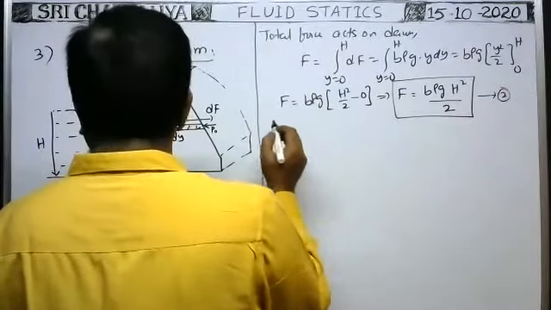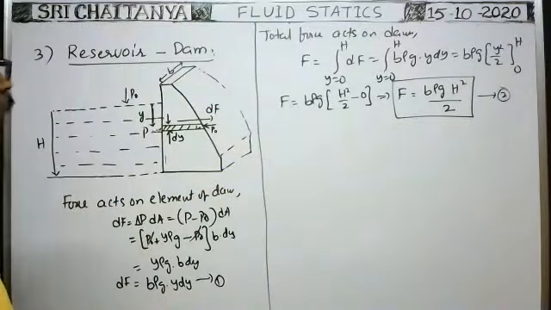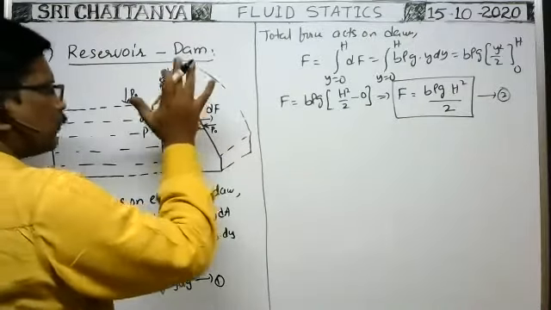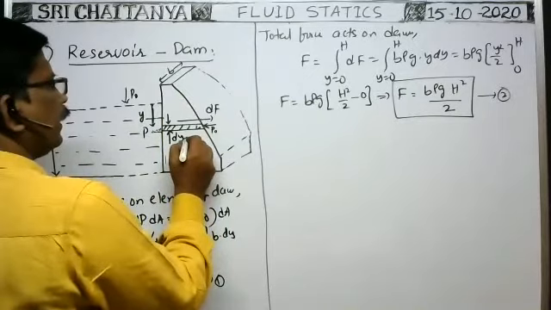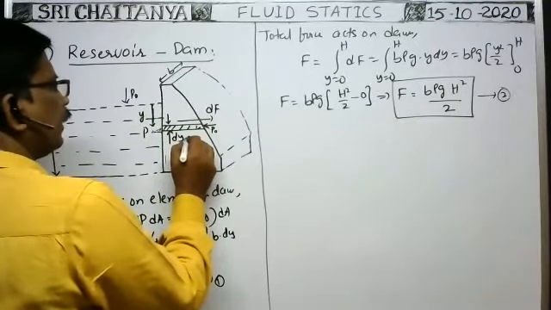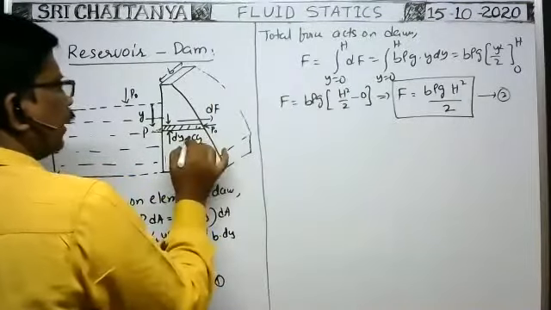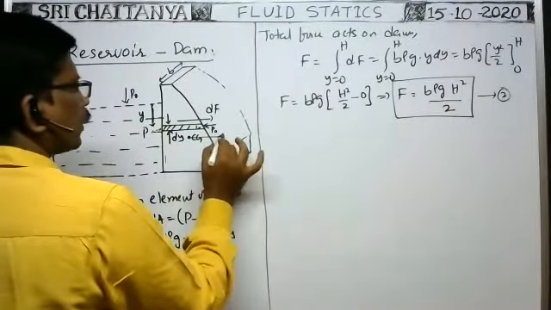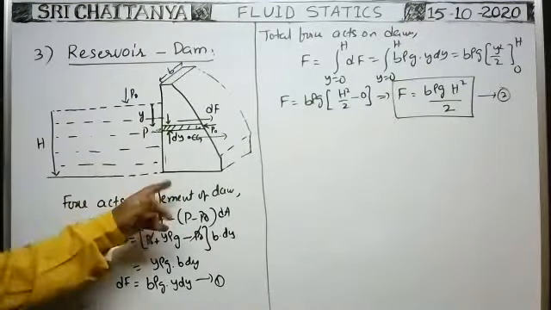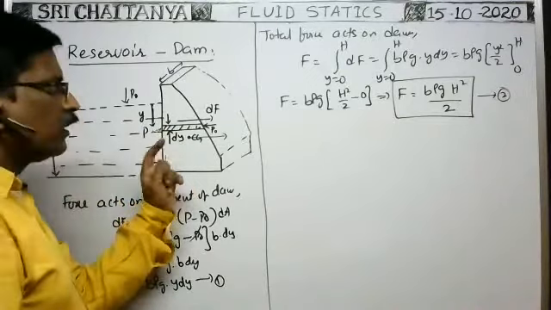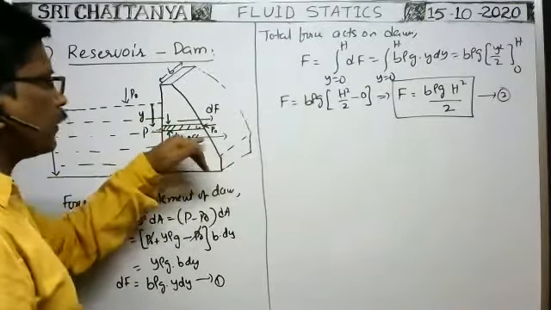Next, torque acts on the dam because of this force. No doubt this dam is having some center of gravity. Suppose the center of gravity is somewhere here. This total force acts on the dam at this point in this direction. But we don't know where the center of gravity lies. If the center of gravity is here, then through the center of gravity this net force acts on the dam in this direction.